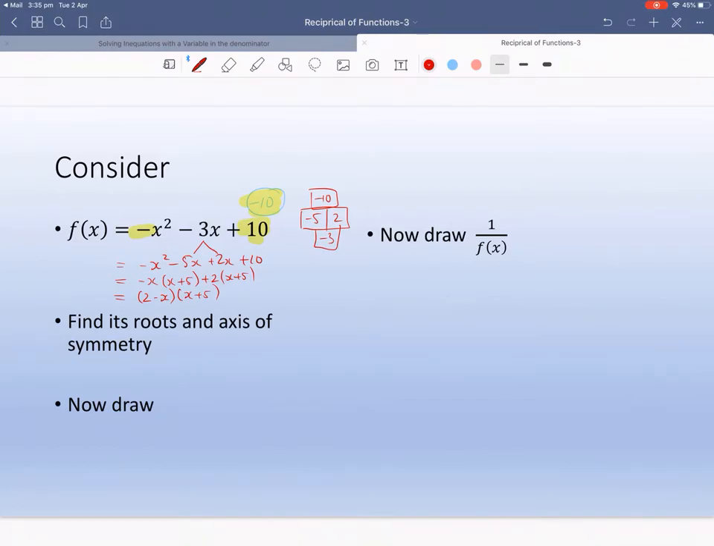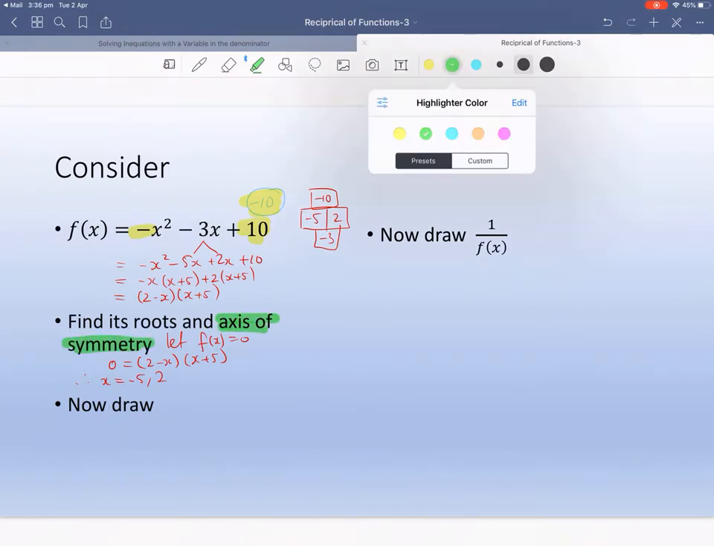Now to find its roots, we need to let f of x equal 0. So 0 equals 2 minus x and x plus 5. Therefore, x equals minus 5 and 2. Now, there's another part to it. It says also find the axis of symmetry.